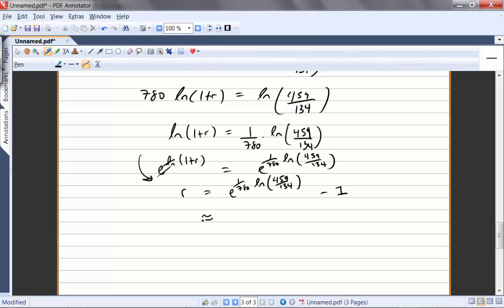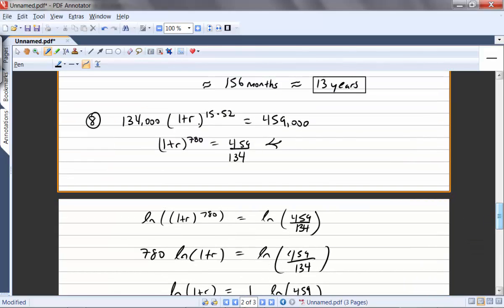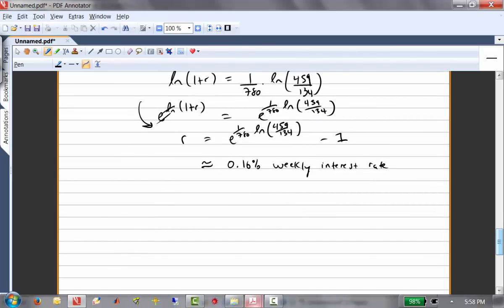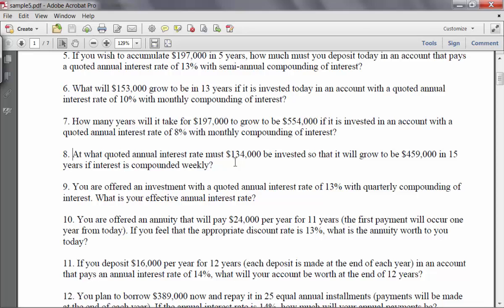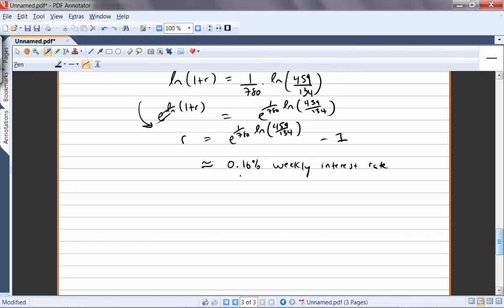If you put that in your calculator, you're going to get that r is approximately 0.0016, but in percentage terms, you multiply that by 100, it's 0.16%, right? But that's a weekly interest rate. Remember, r in the formula is always the interest rate per compounding period, per week in this example. But they don't ask us for the weekly interest rate. They ask for the quoted annual interest rate. So we just take this, multiply it by 52 weeks in a year, and we'll get the annual interest rate. Approximately 8.21%.